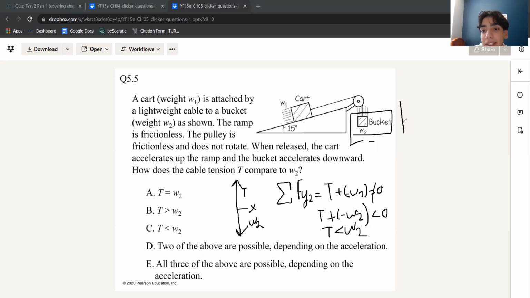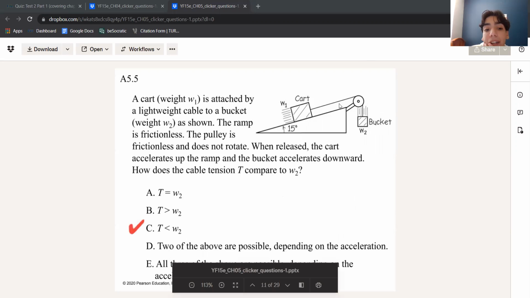If we're just solving this logically, and that makes sense because we have a downward direction. So I'd be inclined to put that T is less than weight 2. Let's see. Yeah, me too. Agreed. All right, let me clear my drawings and then we'll check. And it's C.